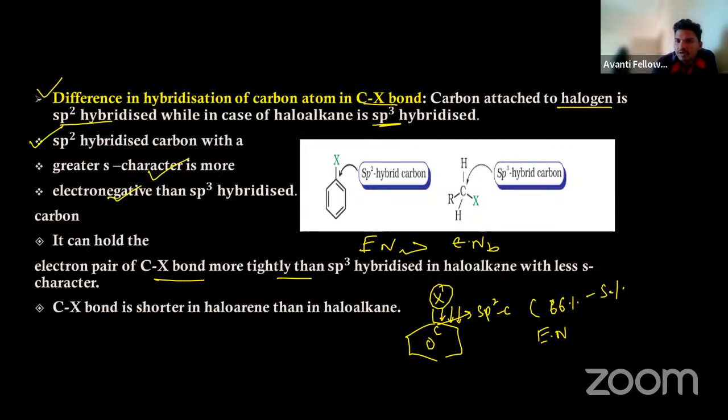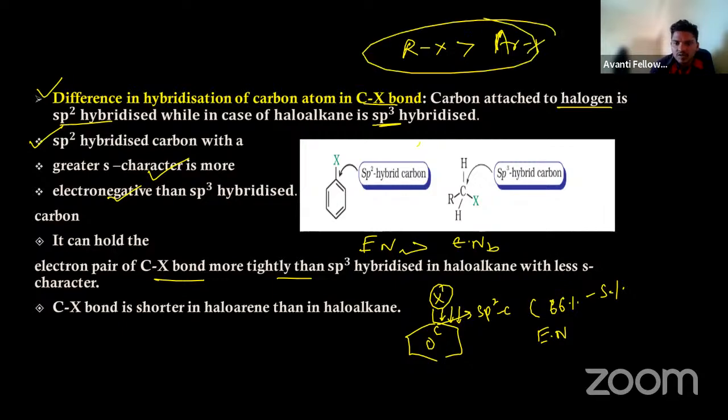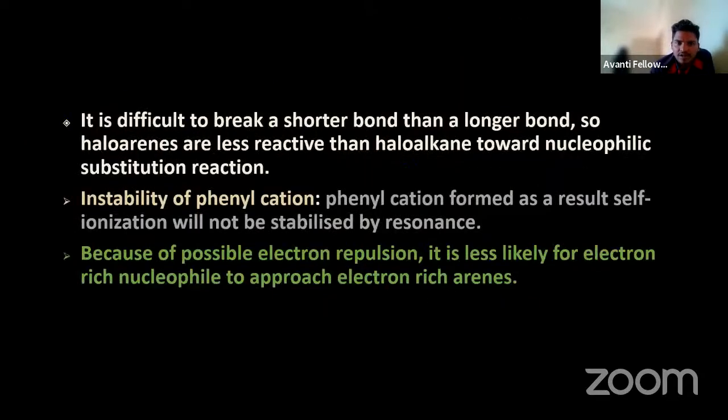So then they will be unable to release the halogen from there. So that's why alkyl halides are usually more reactive towards nucleophilic substitution compared to aryl halides. So this is what you people need to remember. So that's why, the shorter the bond length, the stronger the bond, so less will be the reactivity. Okay, so these are some of the reasons.